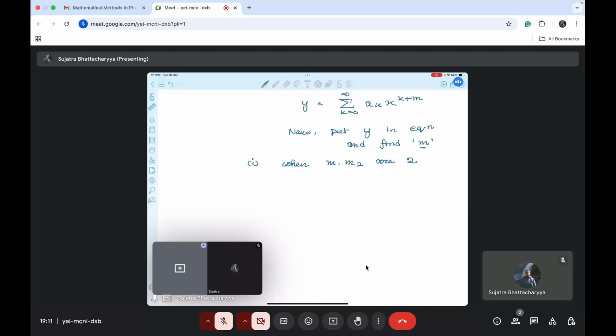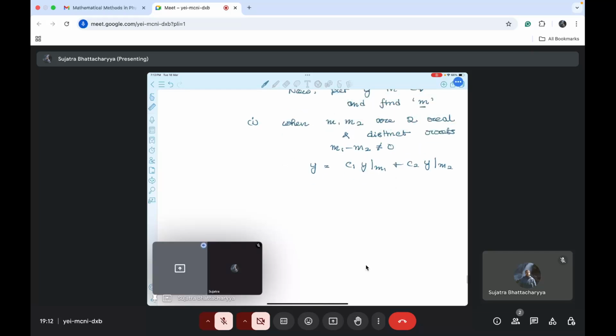Because it's a second order equation, it will have two real and distinct roots. So m1 minus m2 is not equal to 0. This is what it means. So we will have to write y is equal to some c1 y of m1 plus c2 y of m2. You will never understand like this. You have to go for some question to understand what we are trying to say.